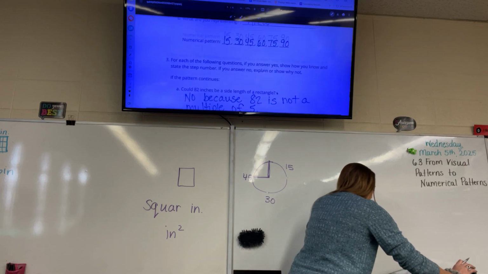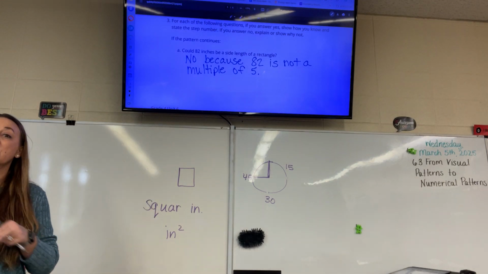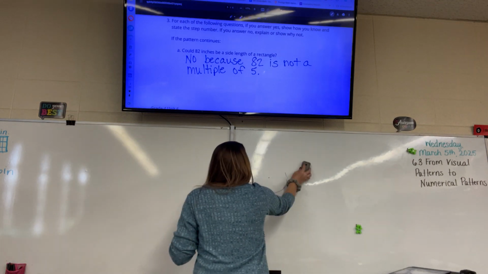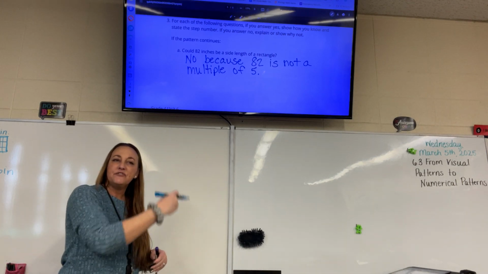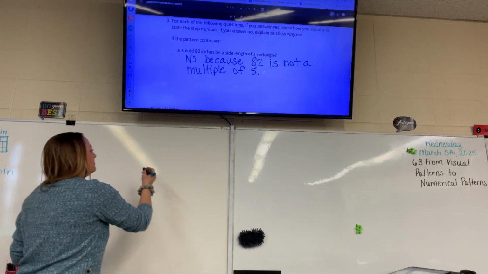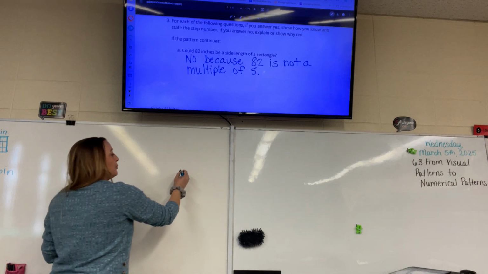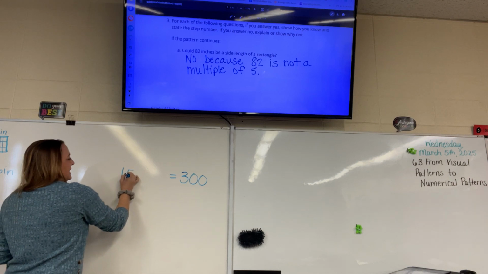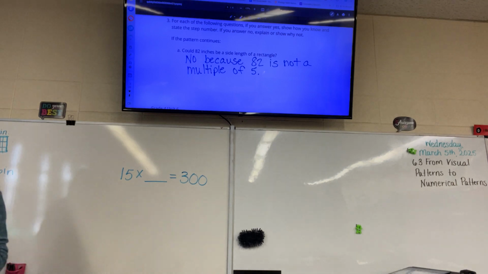So, what they're wanting to know is if we kept going. So let me show you, there's a cool way to figure this out using basic facts. Okay, so Devin told us a minute ago that the area is following a pattern of going up by 15 each time. So that means that they want to know if 300 could be one of our areas. So 15 is what our pattern is going up by, times something. We need to see if 15 times something could equal 300.